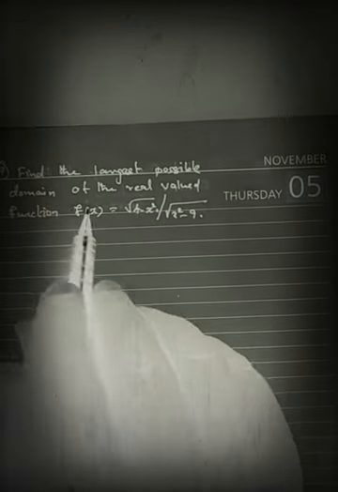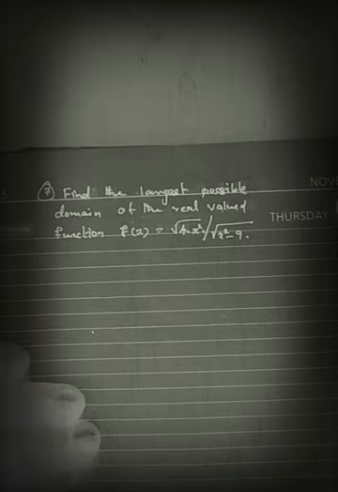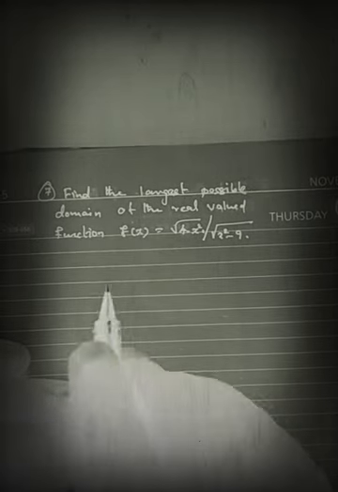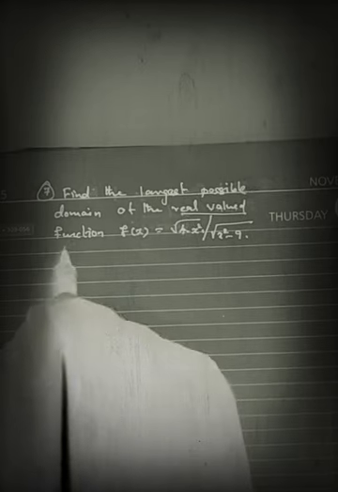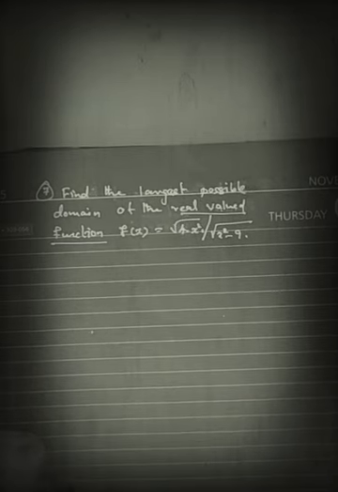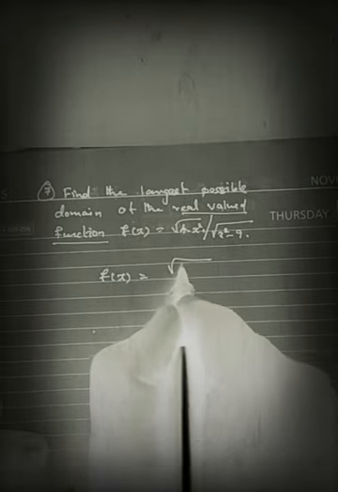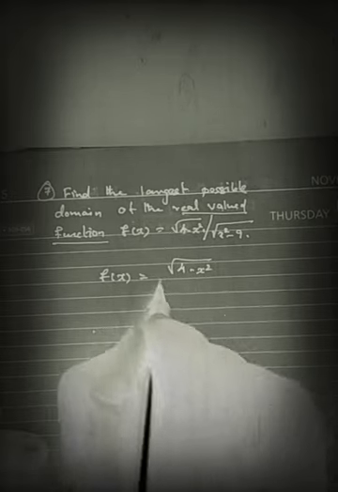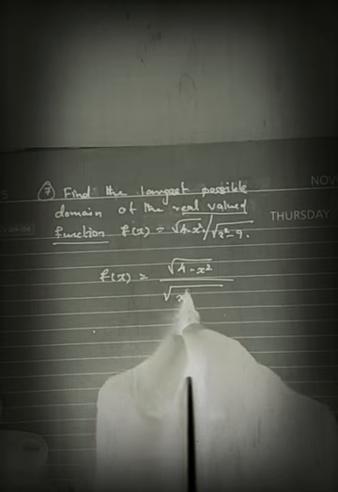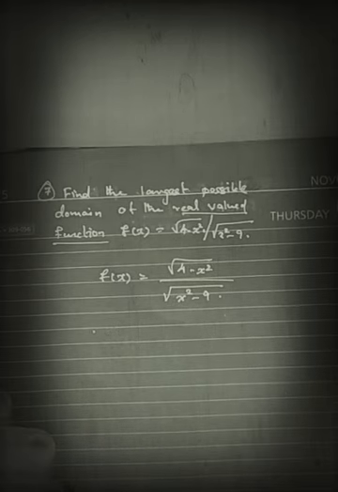Find the next question, what is there. You can see here what they are saying. Find the largest possible domain of the real valued function. They are saying it's a real valued function. What's the function here? f of x equals square root of 4 minus x the whole square, divided by square root of x square minus 9. This is the function.